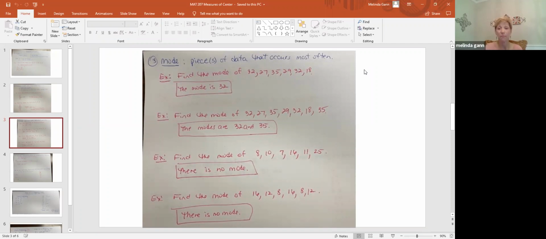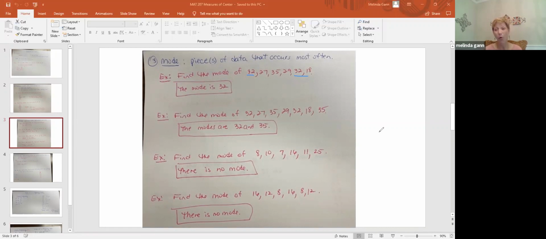And the way you used to remember that was mode had an O in it and often had an O in it. Okay, so if I gave you these numbers and told you to find me the mode, all right, then I simply started looking and I noticed, oh my goodness, 32 and 32 occur twice, and the other numbers only occur once. So my mode is 32. Now you can have more than one mode. So look right here. The 32 occurs twice, the 27's only once, the 35 occurs twice, the 29 and the 18 only occur once. So I've got 2 modes. I've got a 32 and a 35.